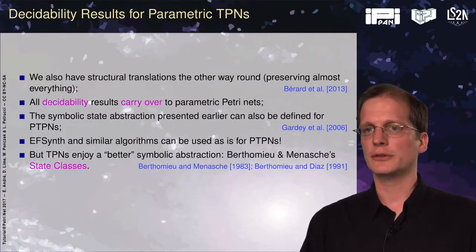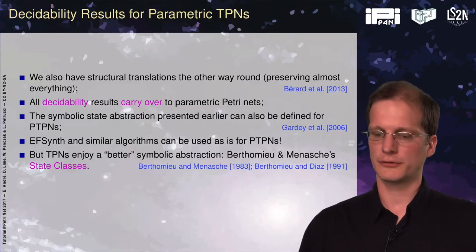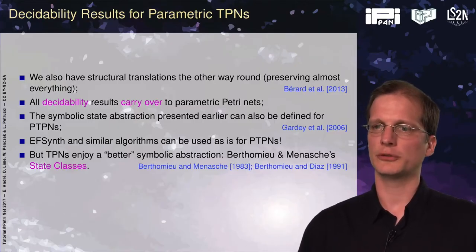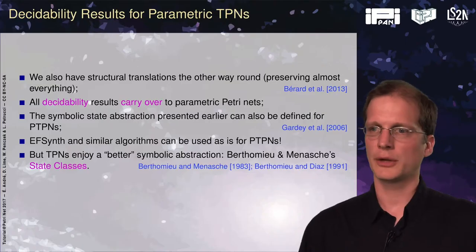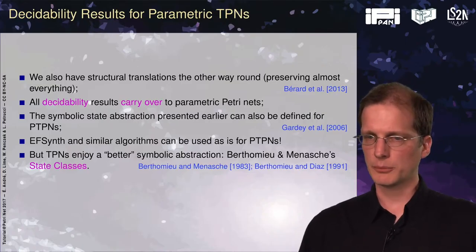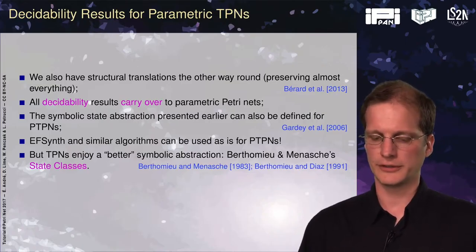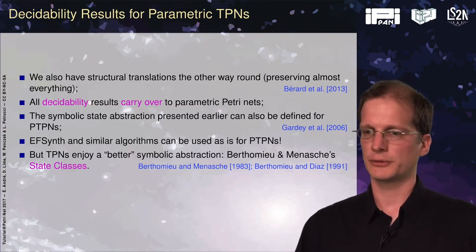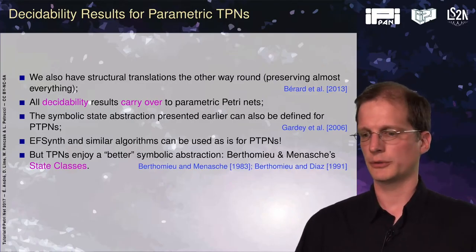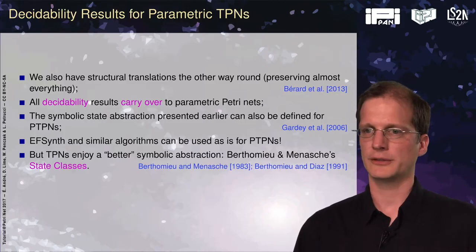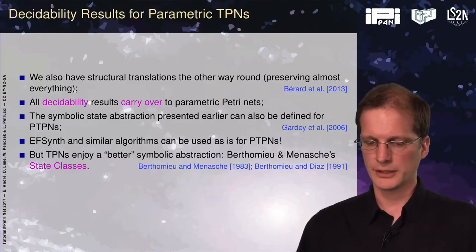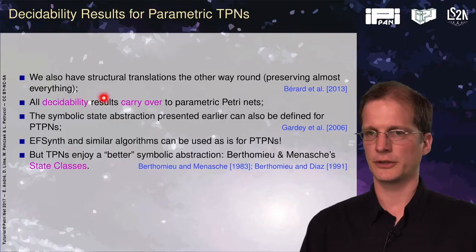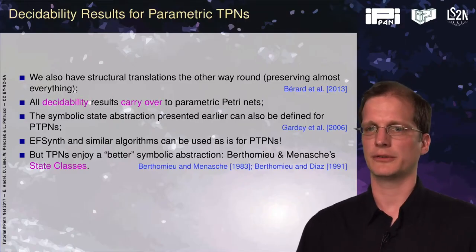In the other direction, we also have structural translations from time Petri nets to timed automata. And in the same way as before, we can use them, but this time we will use them to get decidability results. Because of course we can start from our time Petri net, transform it into a timed automaton, and then verify on the timed automaton what we wanted to verify on the time Petri net. So we can do that also for parameters, and we get decidability results for parametric time Petri nets.